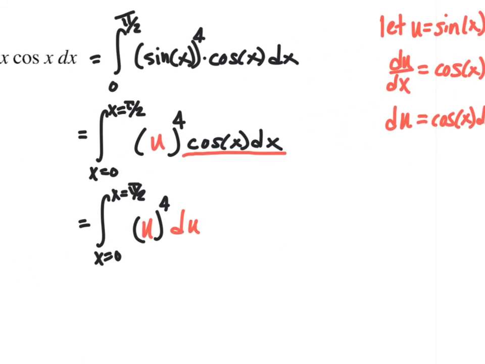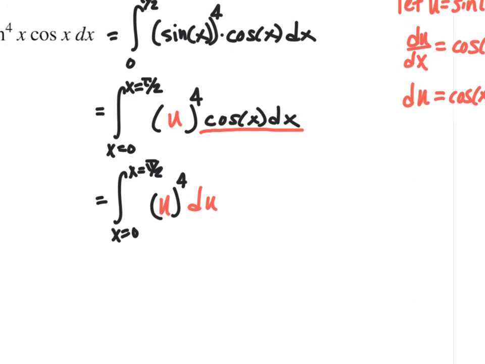So let me rewrite my integral strictly in terms of u. And so I get the integral from 0 to 1 of u to the 4th du. Actually, I'm going to make these bounds red so they make sure they're in terms of u. So we're just changing what we've got. Now this is something that we can evaluate. This one isn't too bad.